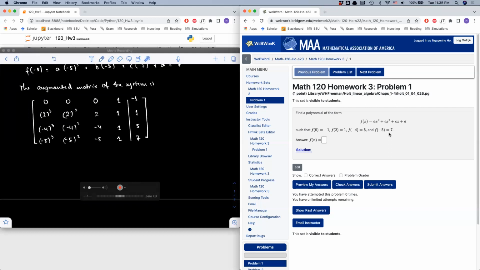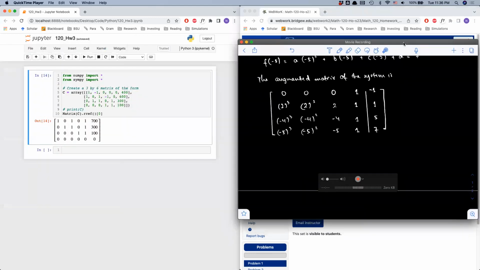If you notice, I didn't work out the value for 2 cubed or -4 cubed or -5 cubed, because I don't want to miscalculate that in my head. So I keep the same form and just input these numbers into Python and let Python do the calculations. All right, so now let me switch to Python and see what happened.